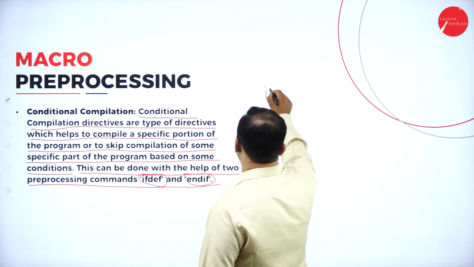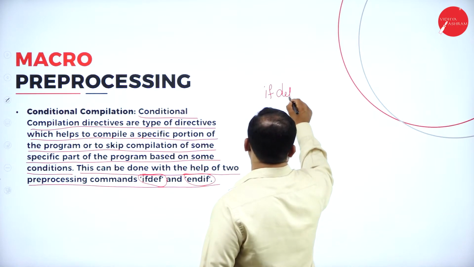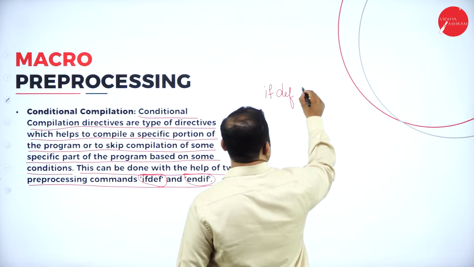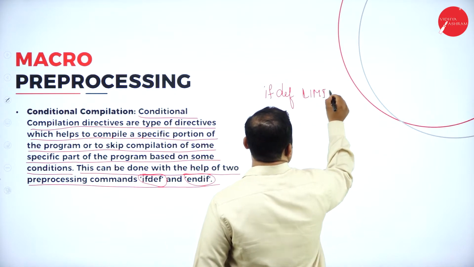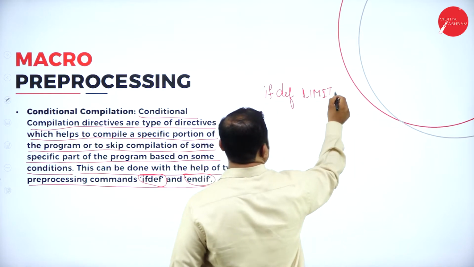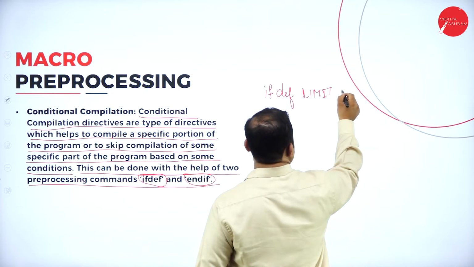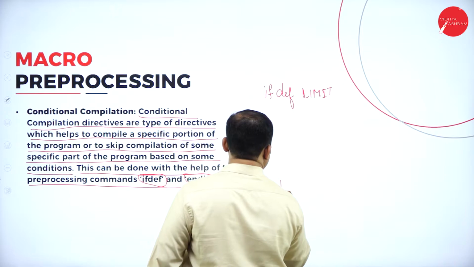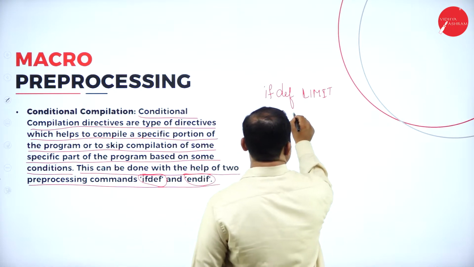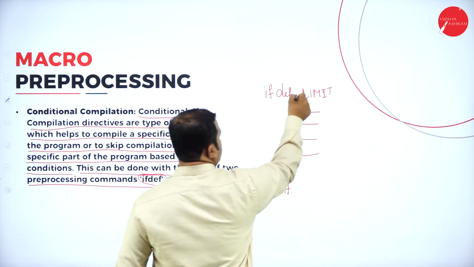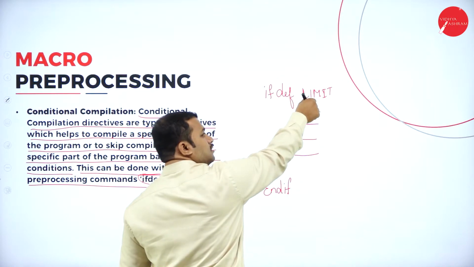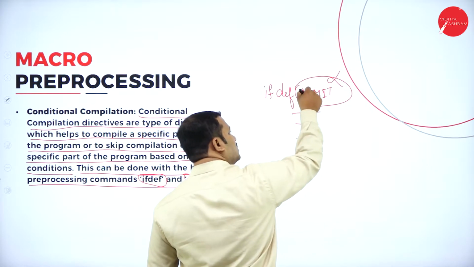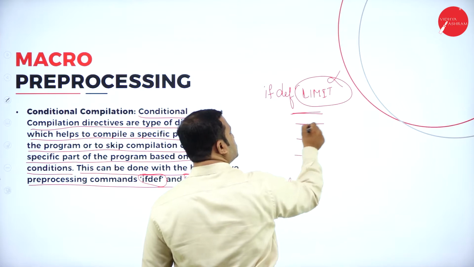#ifdef, the definition, with a macro name. What is that macro name? Let me have limit, with some conditions. Let me have some conditions like less than or greater than. Then it has to end with #endif. Any statements included within this macro limit are going to be skipped if the condition fails here. If the condition is satisfied, then the statements are executed.